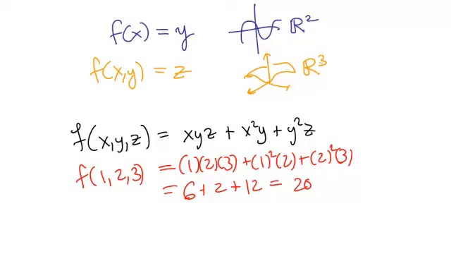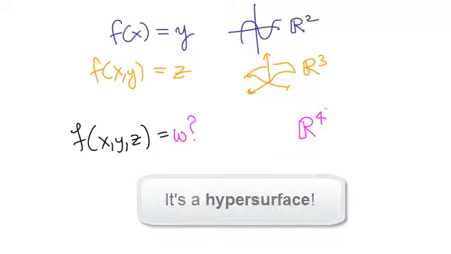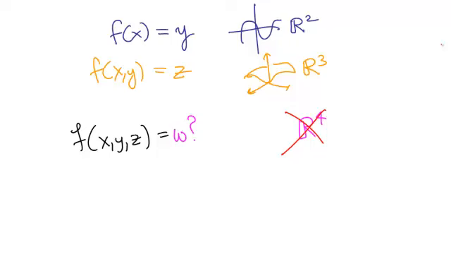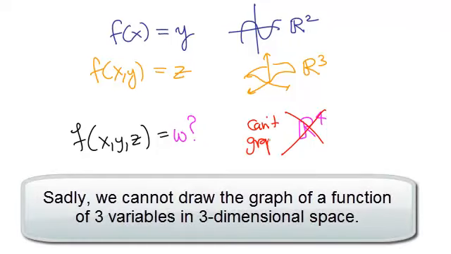So what are we going to do with a function of 3 variables? Well, we're going to have to set it equal to another variable, w, I guess. And then we're going to have to plot it in R4. And that's where everything falls apart, because whereas R4 makes complete sense from a mathematical point of view, we can't graph anything in it.